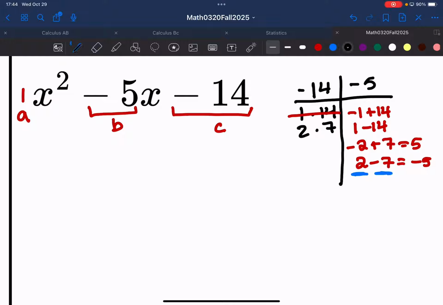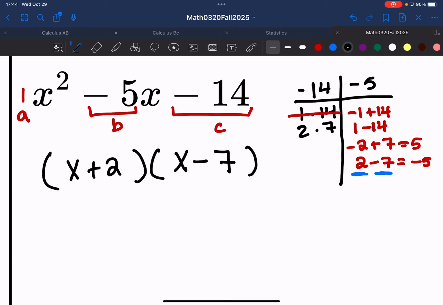So I go and I write my two parentheses. What is going to go into each parenthesis? X plus 2, x minus 5. Good. X plus 2, x, not -5, but -7, right? These ones that we found worked over here. Okay, so that's where that +2 went and where that -7 went.